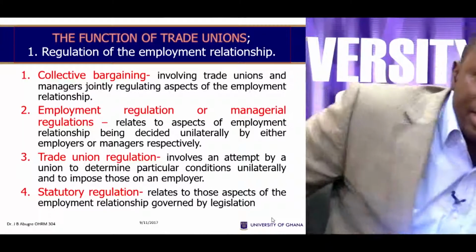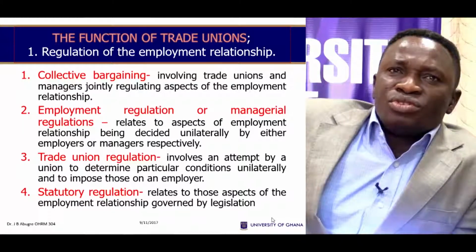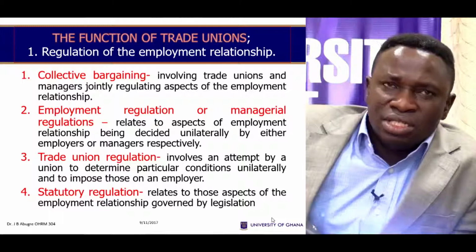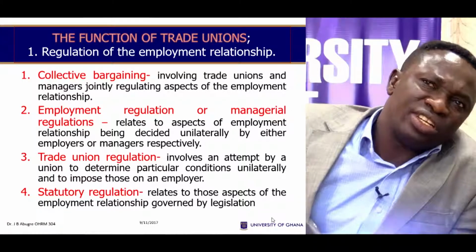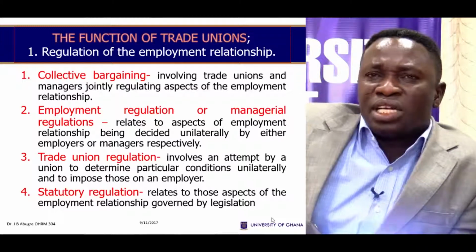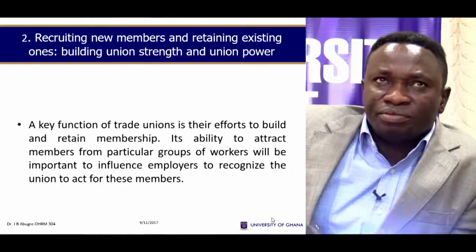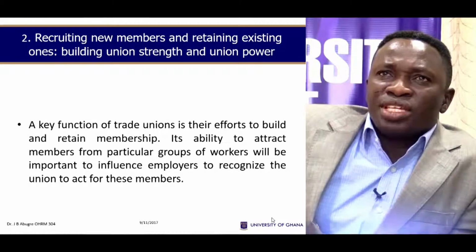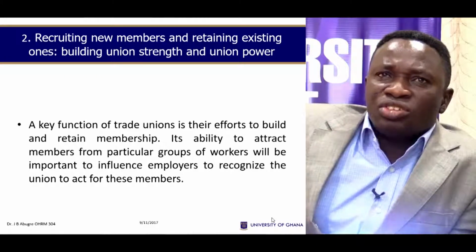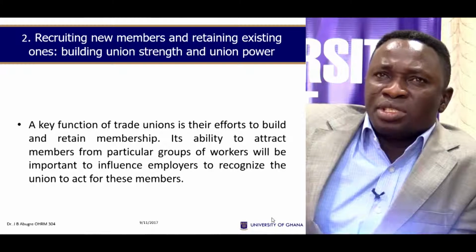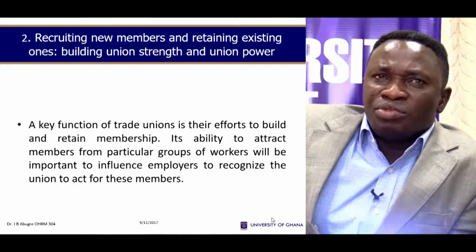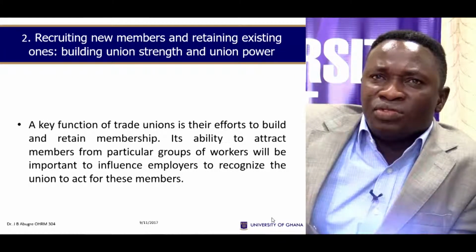3. Trade union regulations. This involves an attempt by a union to determine particular conditions unilaterally and to impose those on an employer. 4. Statutory regulations. This relates to those aspects of the employment relationship governed by legislation. 2. Recruiting new members and retaining existing ones, building union strength and union power. A key function of trade unions is their effort to build and retain membership. Its ability to attract members from particular groups of workers will be important to influence employers to recognize the union to act for these members.